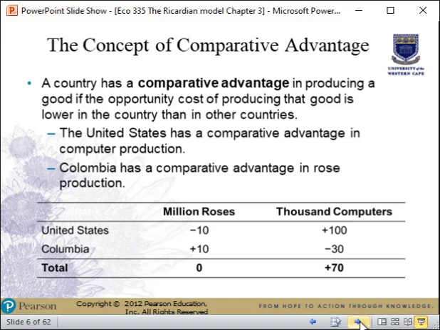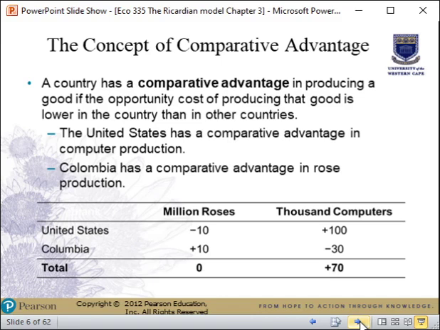Therefore, if both countries specialize in the production of the good in which they have the lowest opportunity cost, or comparative advantage, then gains from trade will accrue to both nations as there will be more goods produced and consumed as compared to the pre-trade situation.